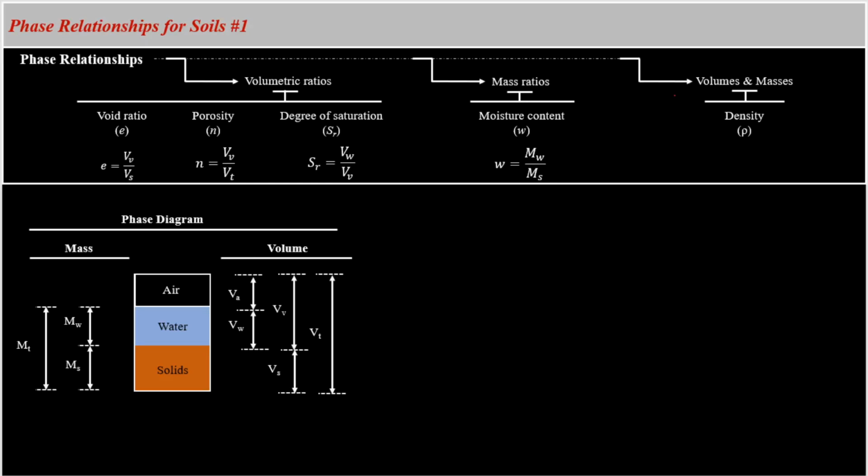The last category that we want to talk about here today is the category that is only based on volumes and masses of a soil sample, and the only parameter here is the density. We are all familiar with densities from physics and chemistry, and we all know that density is mass per unit volume, and it is shown by rho, and the equation based on the definition is mass divided by volume.